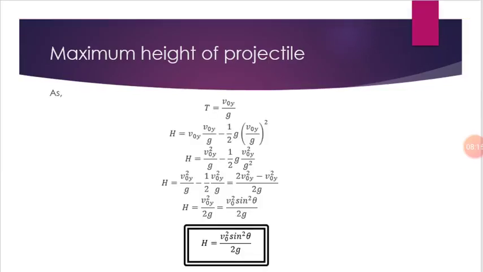Replacing the time t with the time required by the projectile to reach its maximum height, which is v0y divided by g, and following the simple mathematical steps, we get the expression for the maximum height of the projectile, which is v0 square sine square theta upon 2g. All steps are mentioned and you can recalculate them and rederive them.